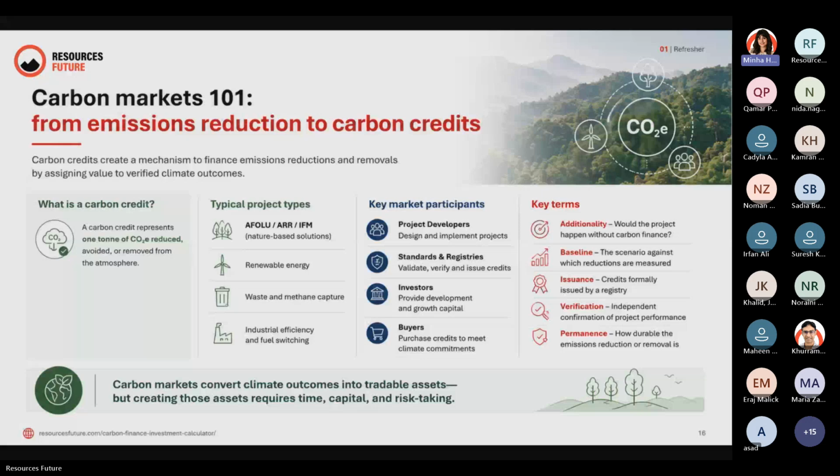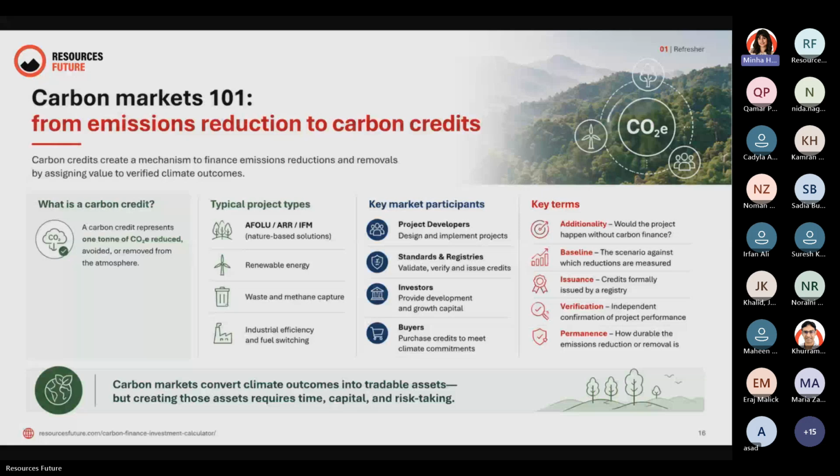So you might also hear several important terms throughout today's session, and these are good to have on your fingertips anyway. So this includes additionality, would the project happen without carbon finance; baseline, that is the reference scenario against which reductions are measured; verification, the independent third-party confirmation of project performance; and issuance, the formal creation of carbon credits issued to your account on the carbon registry you're working with.